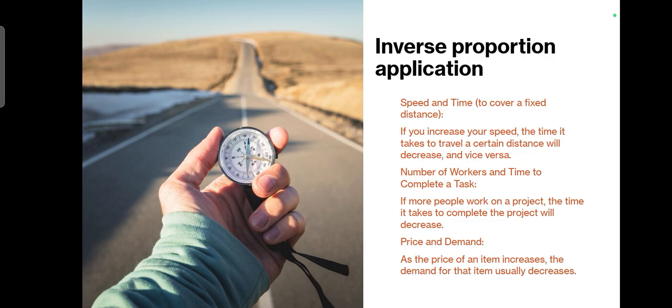Inverse proportion applications: speed and time. If you increase your speed, the time it takes to travel a certain distance will decrease and vice versa. Number of workers and time to complete a task: if more people work on a project, the time it takes to complete the project will decrease. Price and demand: as the price of an item increases, the demand for that item usually decreases. This is direct and inverse proportion.